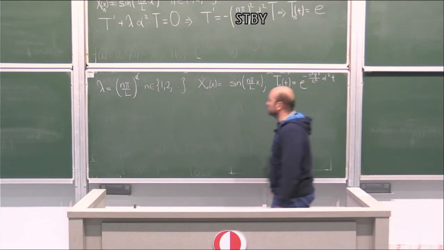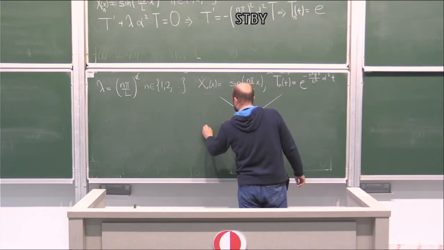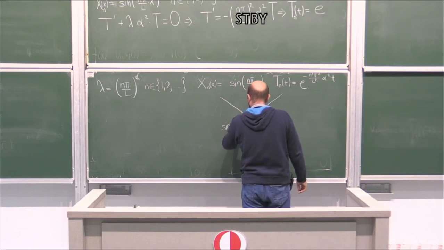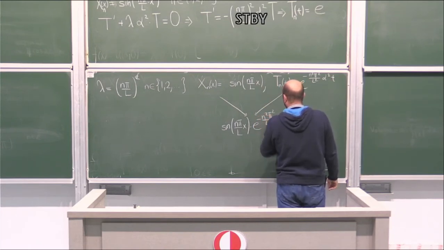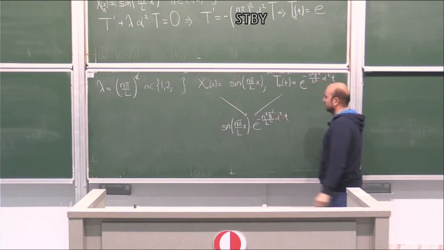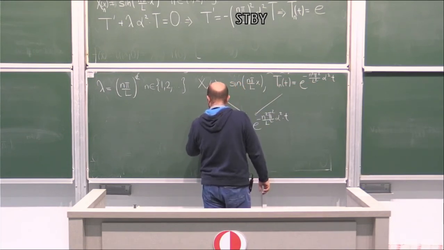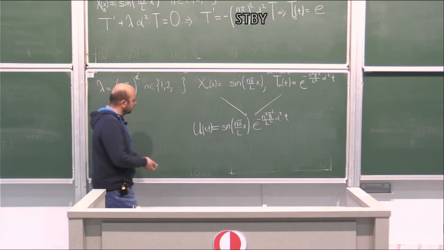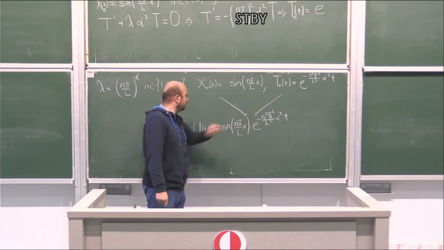Now this is Xn, this is Tn. When you multiply them, you get u. Together they give you sine of n pi x over L times e to the minus n squared pi squared over L squared alpha squared t. This product gives you u, but that u depends on n too. So this is a solution, but not only these, also any combination of these is a solution too.